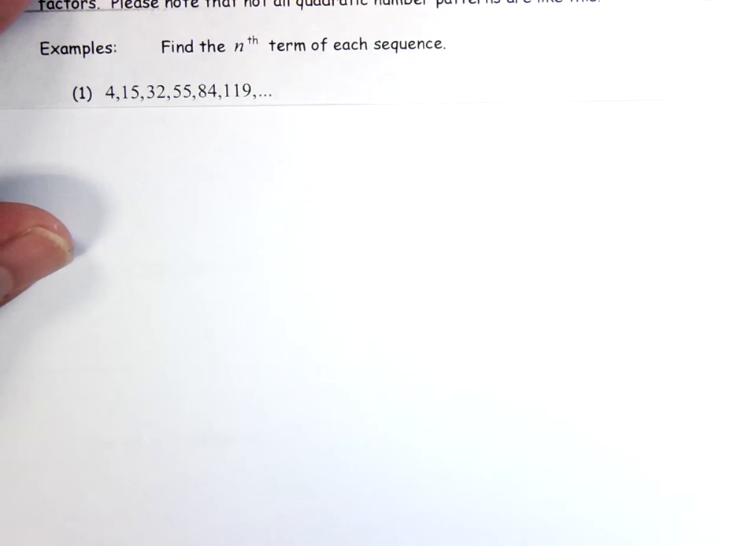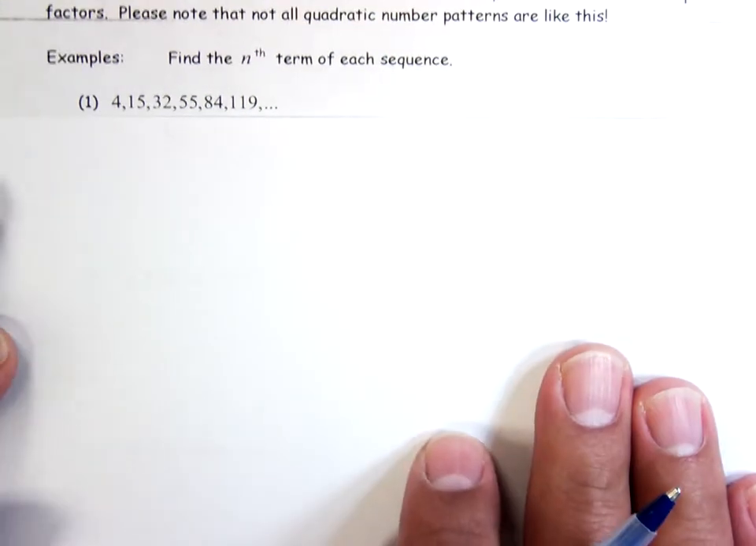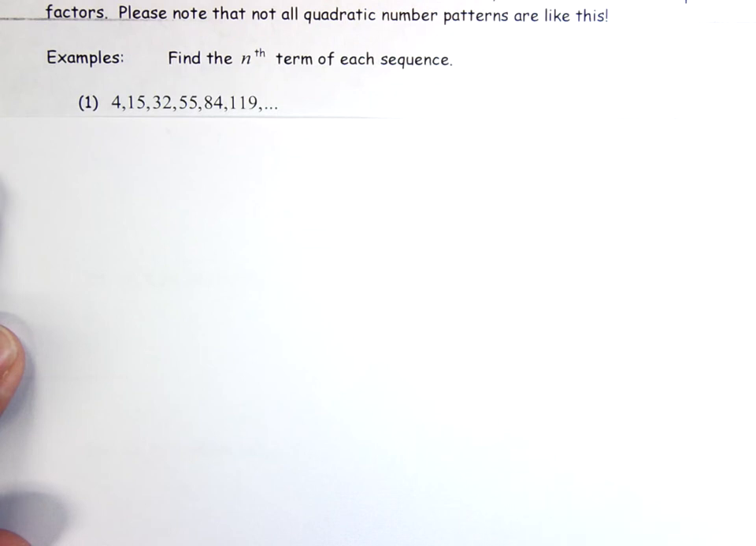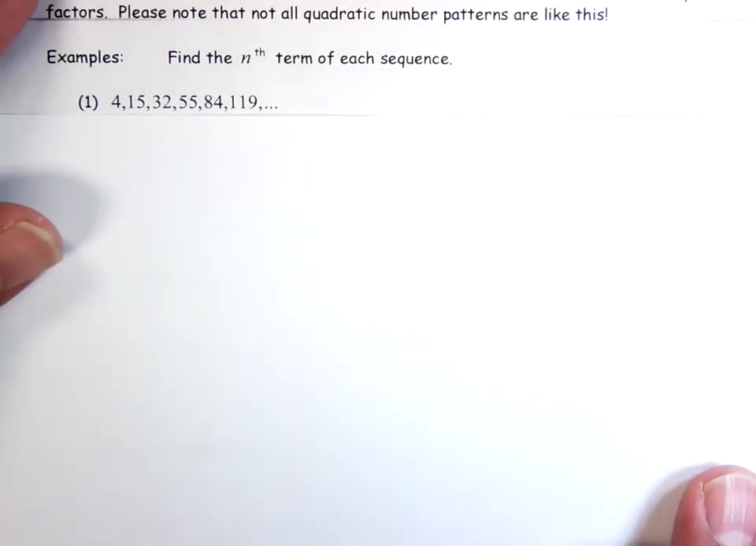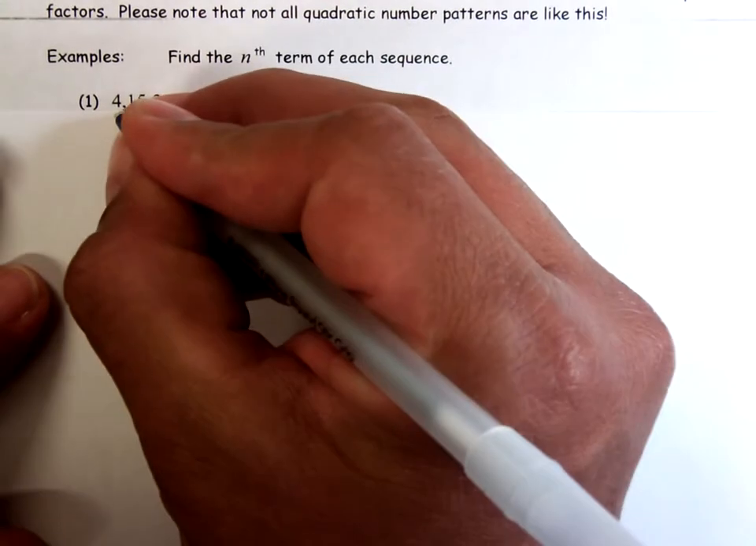Alright, so here's an example of what happens when A is not equal to 1. Because again, it's not always equal to 1. Most of the ones we've done in class, A was equal to 1. So how do we do the ones that are not? Okay, I start it the same way.